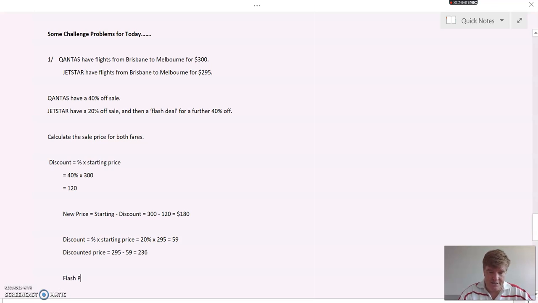But they've also got the flash sale. So the flash sale price is going to equal our discounted price. Maybe we should put the flash sale discount. The amount we're going to take off is going to be a discounted price multiplied by the percentage. So we're saying the price is now $236 and the discount is another 40%. So $94.40 is how much we take off in the flash sale.